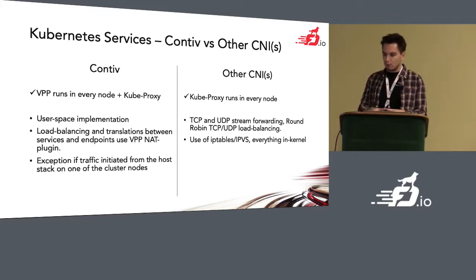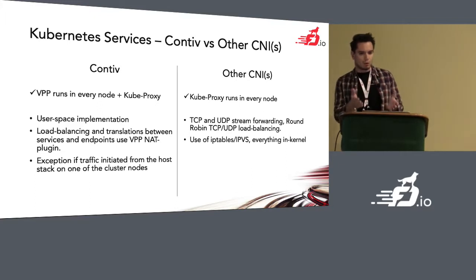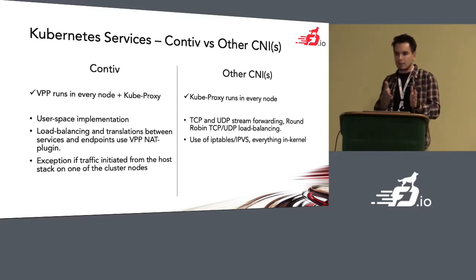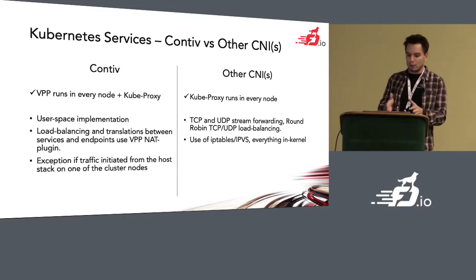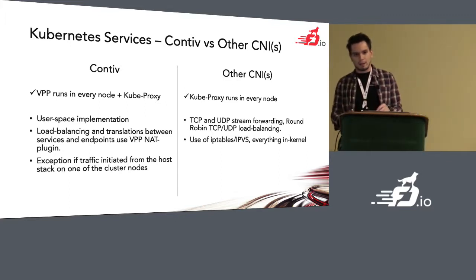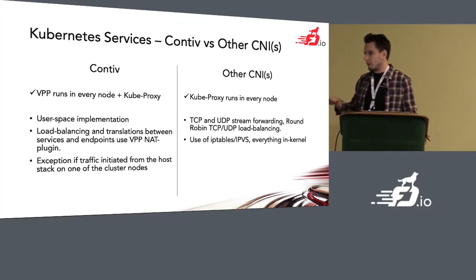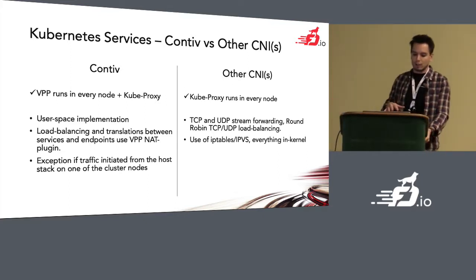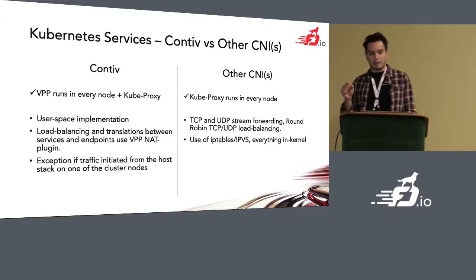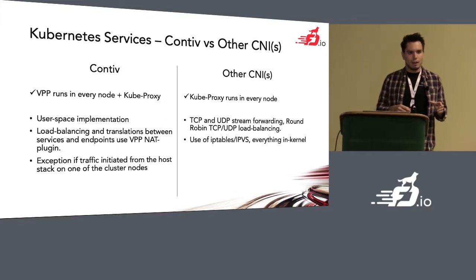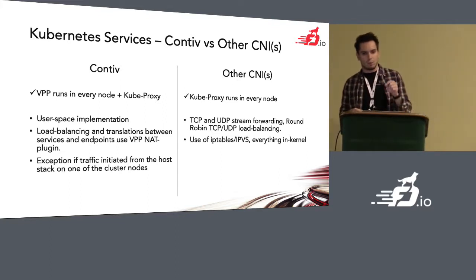In Contiv, we use VPP as a vSwitch in every node. It's a pure user space implementation, of course, and we use load balancing and translations between services and endpoints using the NAT44 plugin. So this is the first thing we leveraged from VPP to implement services in Contiv. Of course, we have an exception where the traffic gets initiated from the host, and that's where we still use Kubernetes Proxy.